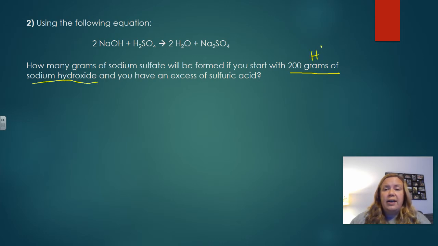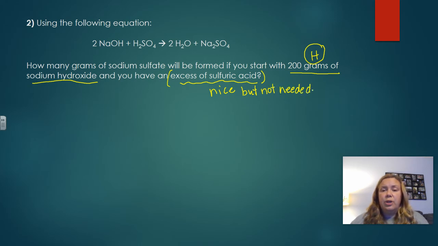Here is our given. This is what's given to us right away. And you have an excess of sulfuric acid. Right now, you don't need to worry about this. All that this is telling you is, hey, that's nice, you have plenty. Okay, not needed right now. It's just saying I have plenty of sulfuric acid. I don't need to worry about running out of sulfuric acid.